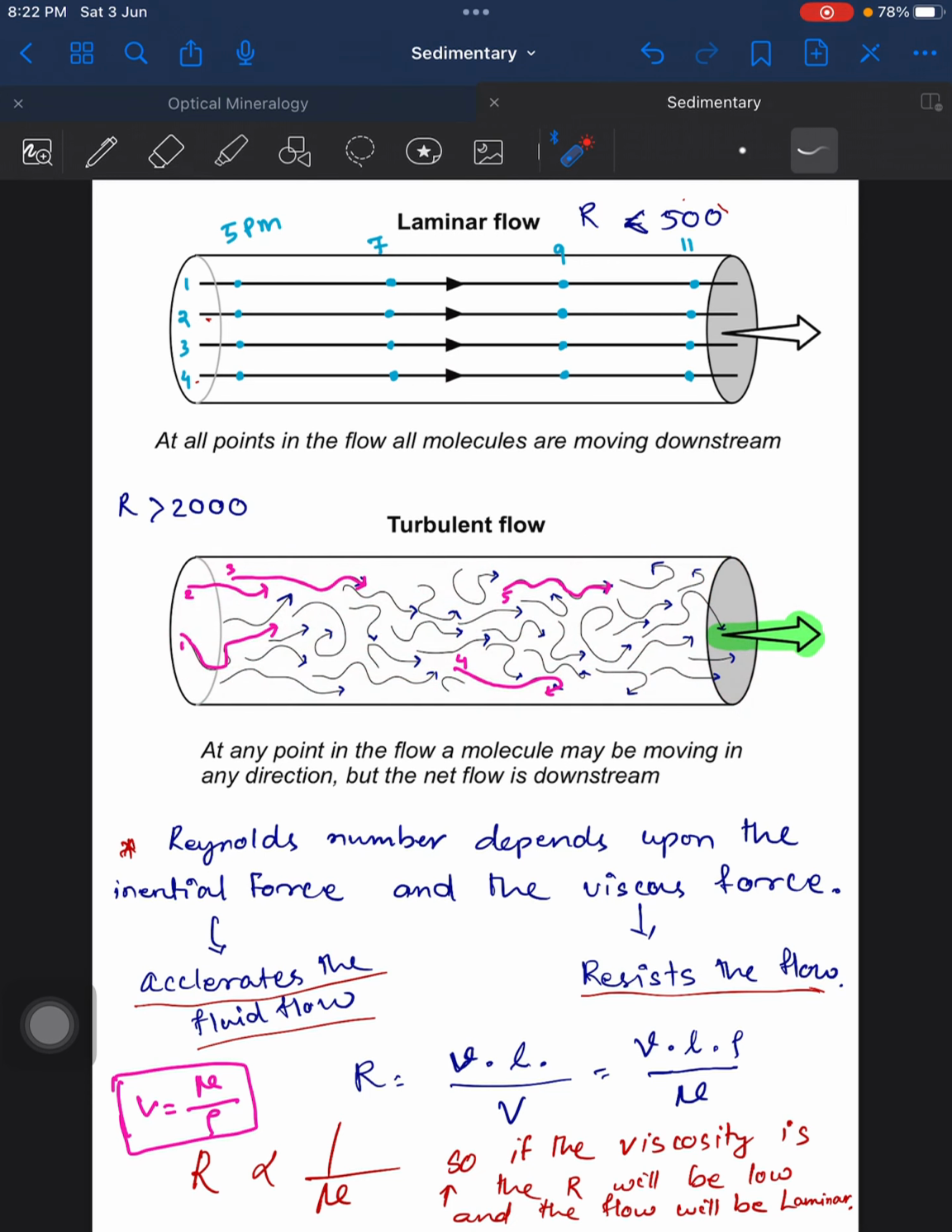So Reynolds number depends upon the inertial force. Inertia का force क्या होता है, उस पे depend करता है, and the viscous force, viscosity of the medium पे depend करता है. So inertial जो force होता है that accelerates the fluid flow, and viscous force क्या होता है, resists the fluid flow. So inertial force that accelerates the fluid flow, whereas the resistance कौन देता है ना, viscous force जो होता है वो resistance देता है.